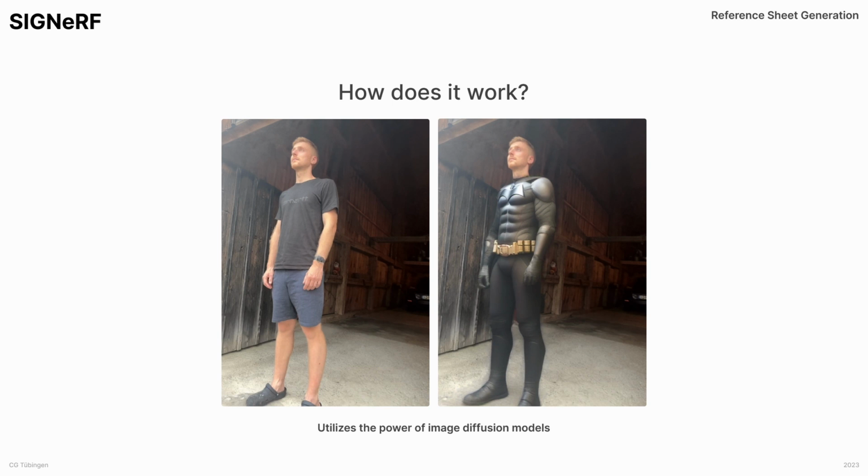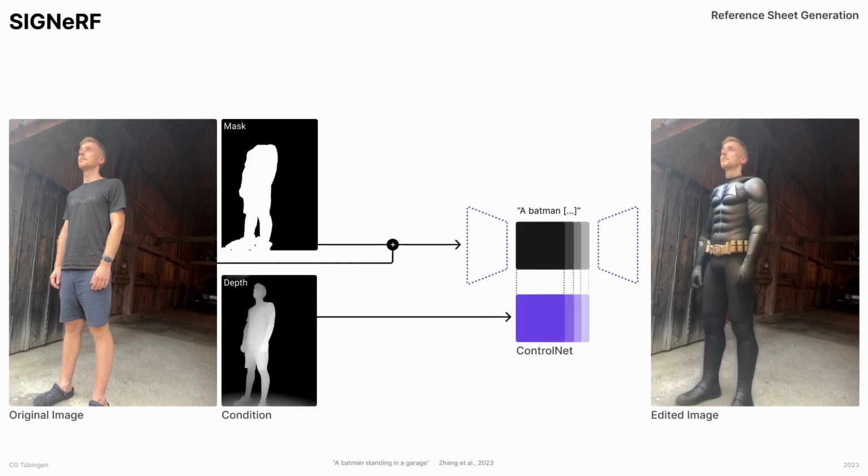SIGNeRF utilizes the power of image diffusion models, more specifically an in-painting version of ControlNet. This version allows us to specify with the mask where we would like the edit to appear, and with an additional condition, here a depth map, stick more closely to the original geometry. This allows us here to turn this person into a Batman.